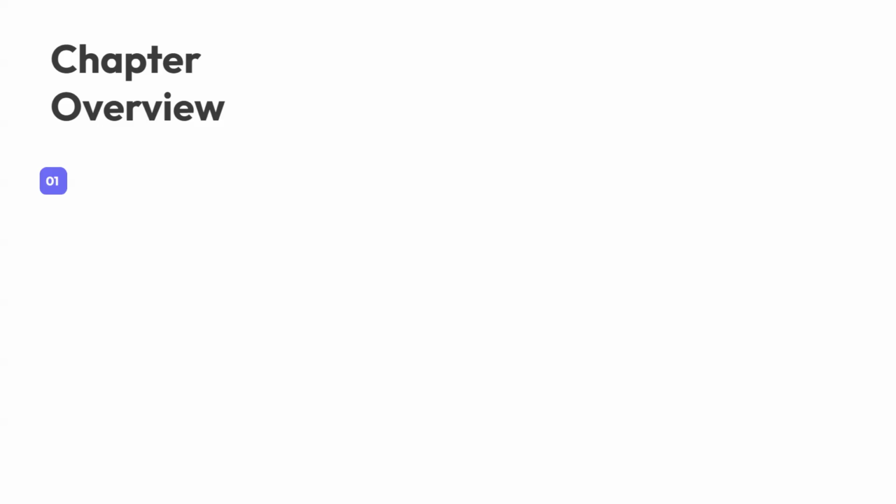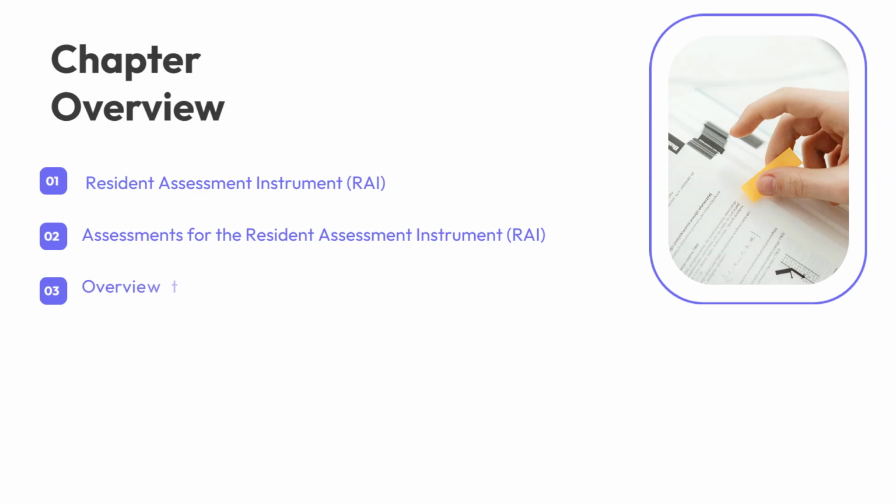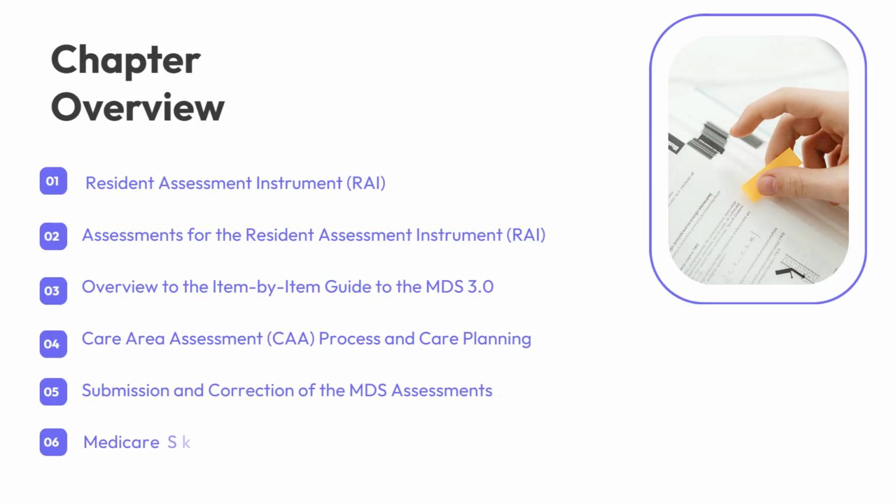Beginning with Chapter 1, the Resident Assessment Instrument, which summarizes the RAI process, background, and contents of the manual. Chapter 2, Assessments for the Resident Assessment Instrument, which details assessment types and scheduling. Chapter 3, Overview to the Item-by-Item Guide to the MDS 3.0, which breaks down coding guidelines, definitions, and the steps to assessing for each section of the MDS assessment. Chapter 4, Care Area Assessment Process and Care Planning. Chapter 5, Submission and Correction of the MDS Assessments, and Chapter 6, Medicare Skilled Nursing Facility Prospective Payment System, PPS.